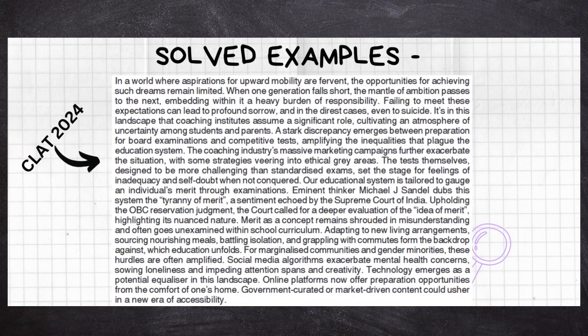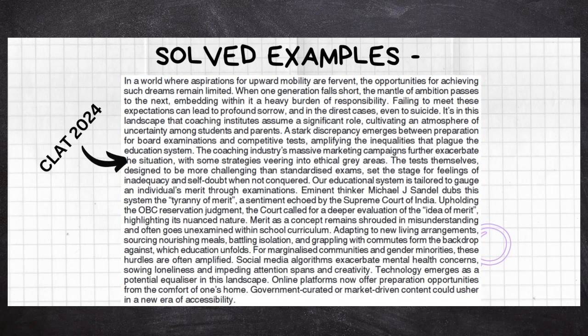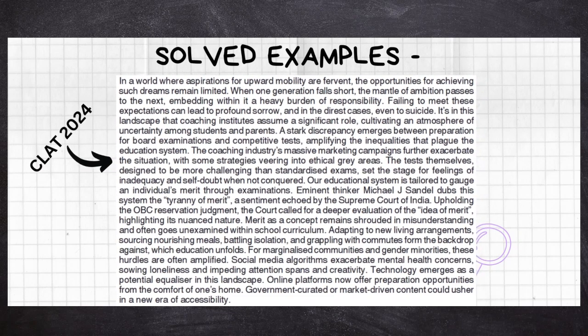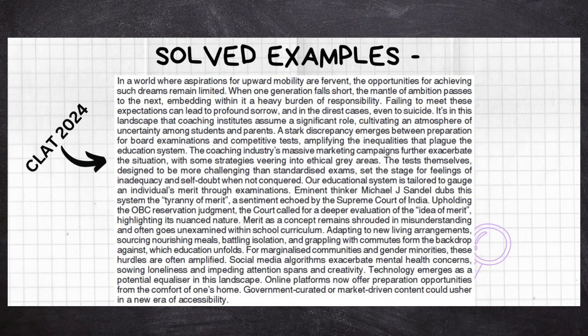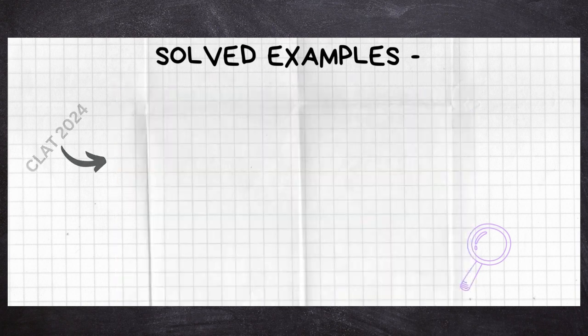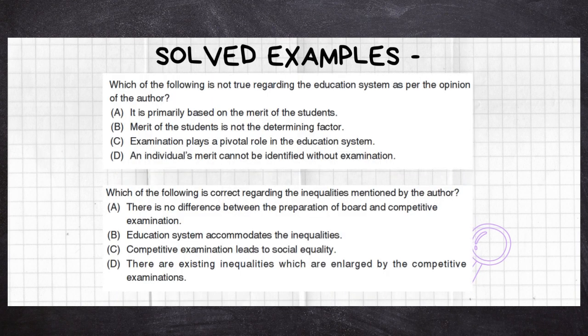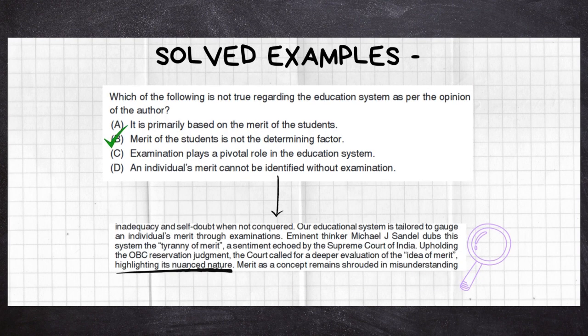So, this was a question which appeared in CLAT 2024. Please pause this video and read the whole passage. Now, please take 2 minutes to read the two questions. We shall use the elimination method to solve these two questions. So, in the first question, we are supposed to pinpoint the false statement among the four options with reference to the passage.